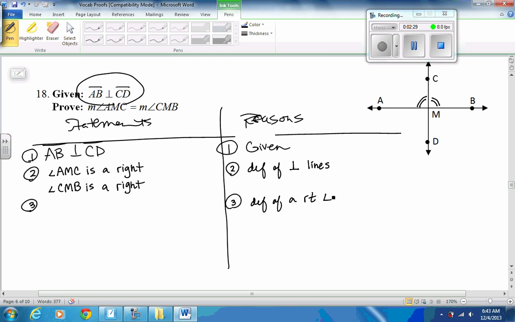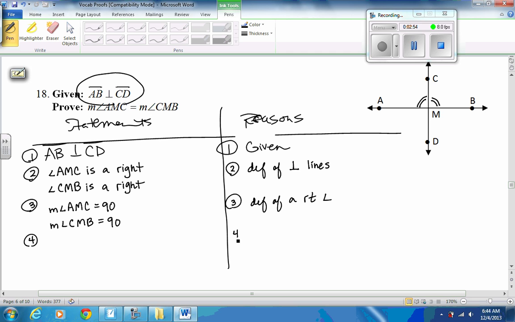If something's a right angle, then we conclude something in that if-then statement we have. So if something's a right angle, we can conclude the measure equals 90. So we can do that for both of those. I can say the measure of angle AMC equals 90, and I can say the measure of angle CMB equals 90.